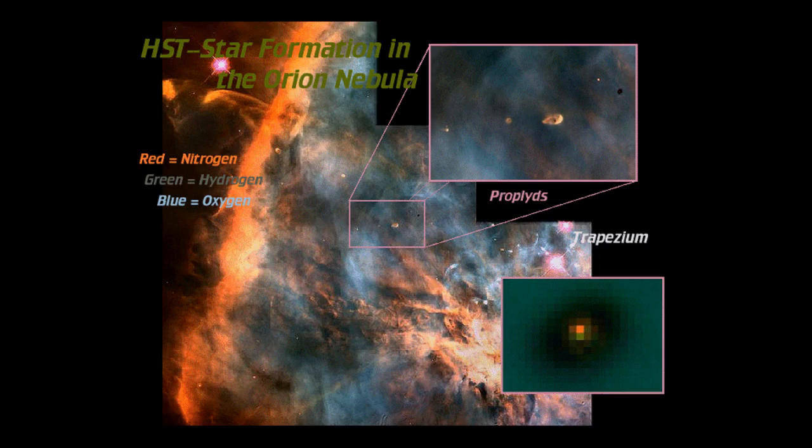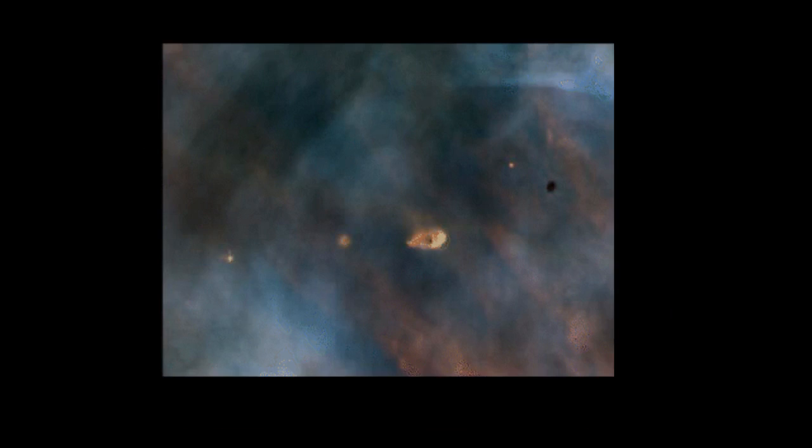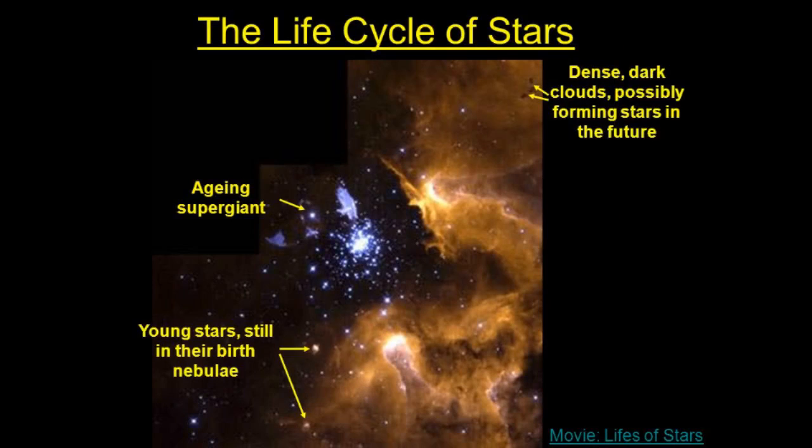It is the fuzzy object in the handle of Orion's sword. New stars are forming there even now. This is a close-up view of the dusty cocoon known as a proplyid in the Orion Nebula. These dusty cocoons surround newly forming stars. In this one image you can see stars in the different stages of their life cycle.